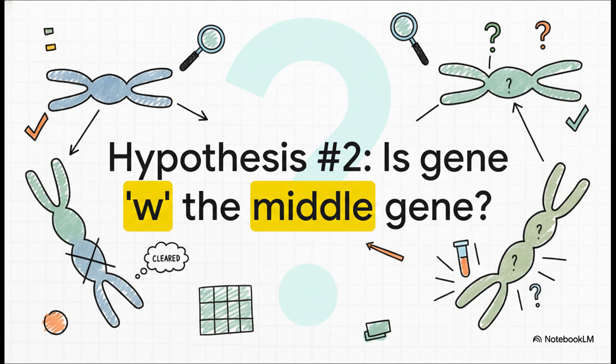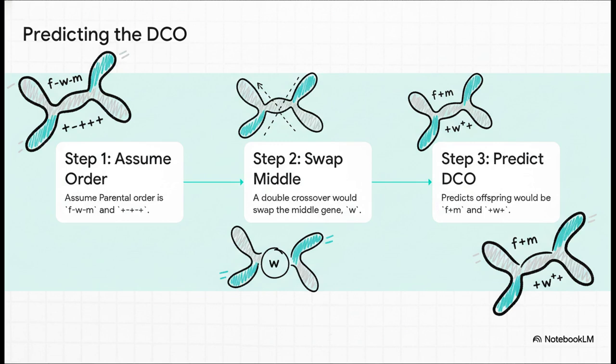Let's move on to our next one, gene W. What if it's the one in the center? Let's put this hypothesis to the test. Let's run the simulation one more time. If the order is FWM, then our parental chromosomes have to be arranged that way too, FWM and plus plus plus.